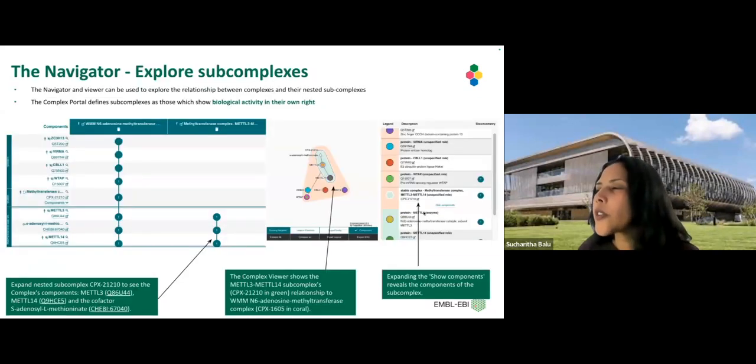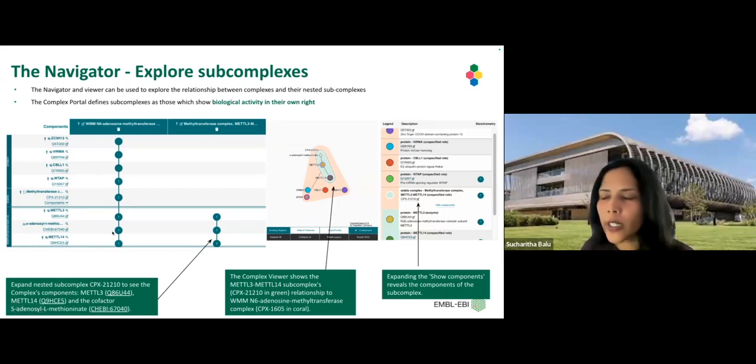The third use case I wanted to show you was looking at the relationship between a complex and its subcomplex. I should first mention that in the Complex Portal, we call something a subcomplex if the subcomplex has a biological role that is independent of the larger complex, meaning that it's not just a fragment of the larger complex.